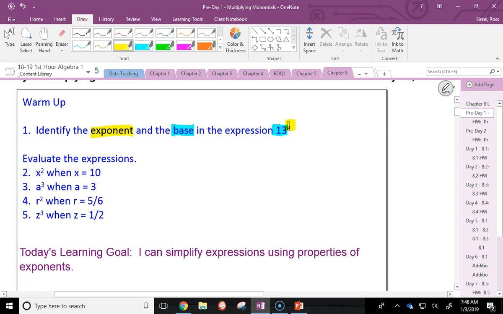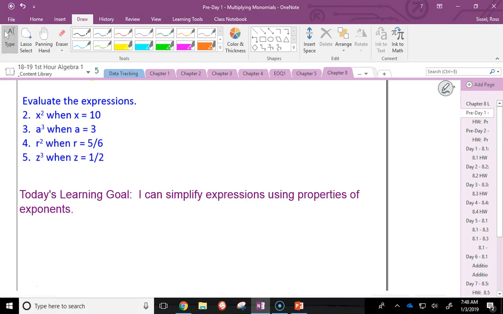What does 13 to the 8th power mean? Alex? Very good. 13 multiplied by itself 8 times. 13 times 13 times 13 times 13. Do not make the mistake of doing 13 times 8. That is not what that means.